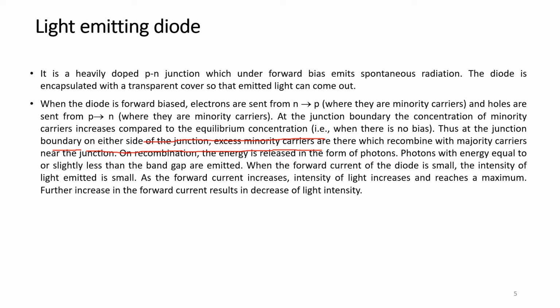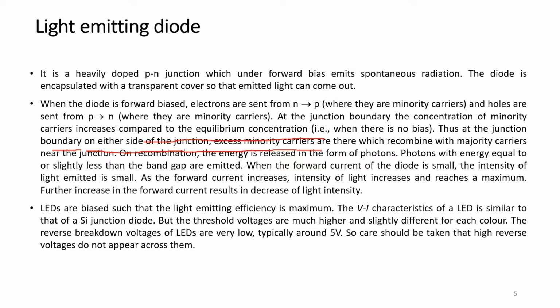When the forward current of the diode is small, the intensity of light emitted is small. As the forward current increases, the intensity of the light increases and reaches a maximum. Further increase in the forward current results in a decrease of the light intensity. LEDs are biased such that the light emitting efficiency is maximum.